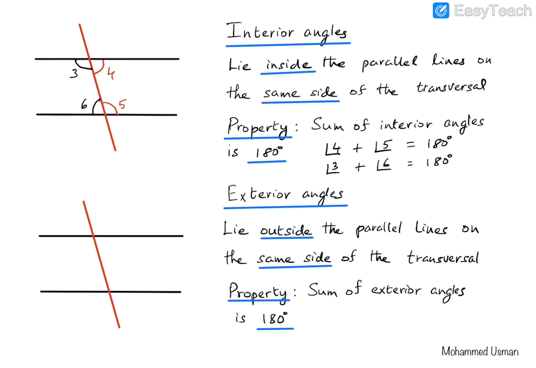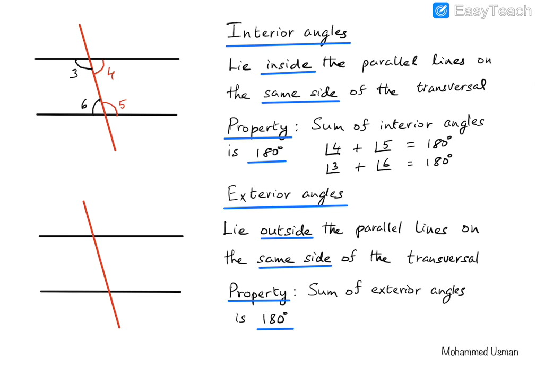The next definition of the angles is what we call the exterior angles. The exterior angles, as the name suggests, lie on the outside of the parallel lines and also on the same side of the transversal. So again we'll have two pairs of exterior angles here.